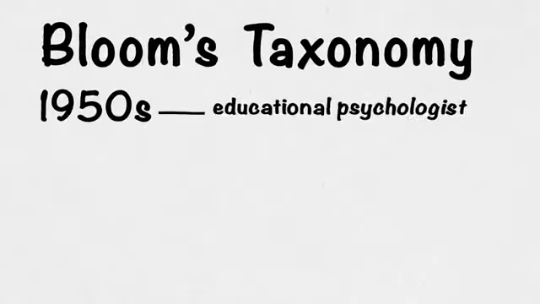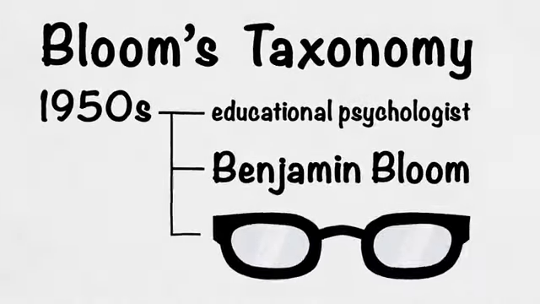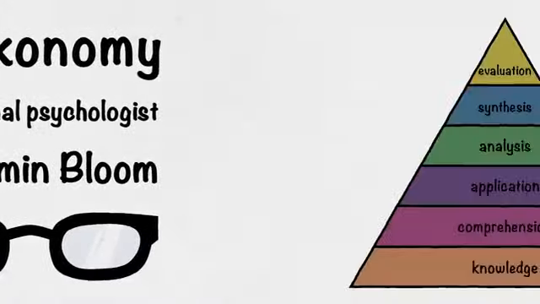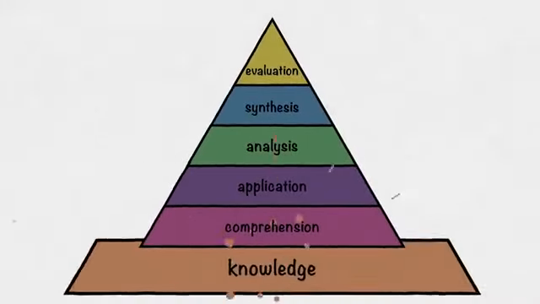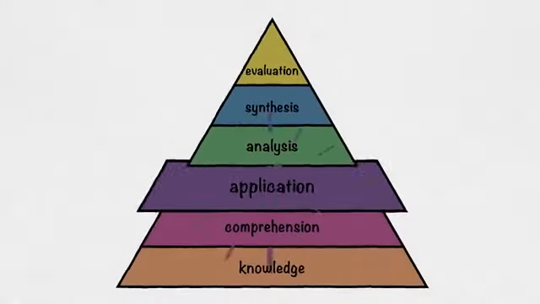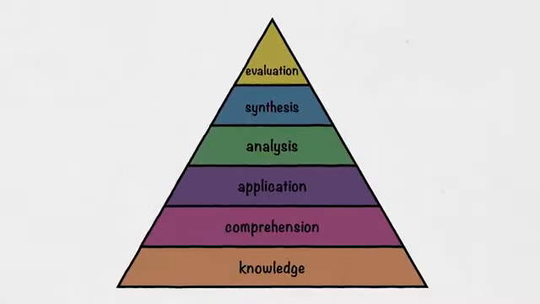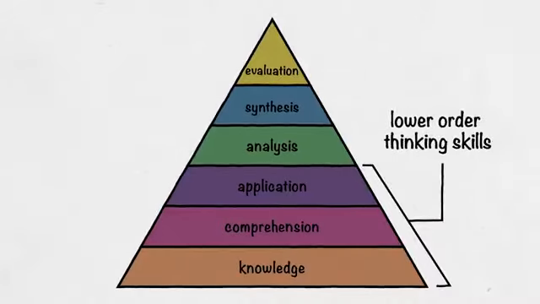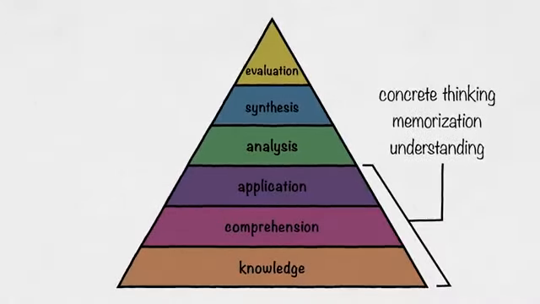Let's take a step back. Bloom's taxonomy was created in the 1950s by educational psychologist Benjamin Bloom and his colleagues. The three lower levels, knowledge, comprehension, and application, are more basic levels of cognition, also called lower-order thinking skills. This would include concrete thinking, memorization, and understanding.